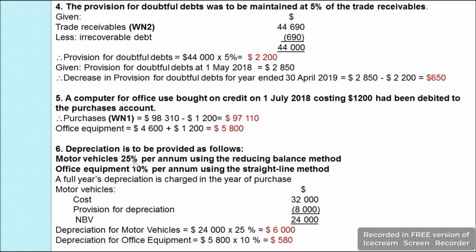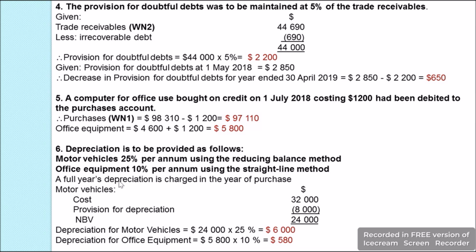Next, we have depreciation to be provided as follows. Motor vehicle 25% per annum using the reducing balance method. So for the reducing balance method, we find the depreciation on net book value. So how do we get this? We take the cost of motor vehicle, which was given as $32,000. From here we subtract the provision for depreciation, which was $8,000. We get the net book value as $24,000, and 25% on this will be $6,000. This will be the depreciation for motor vehicle for the given period.